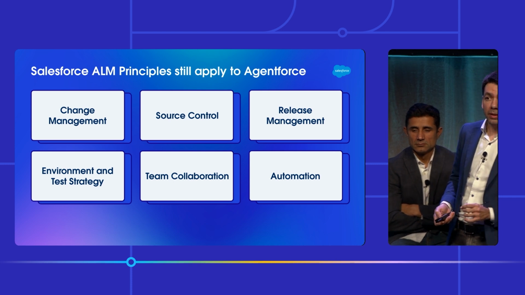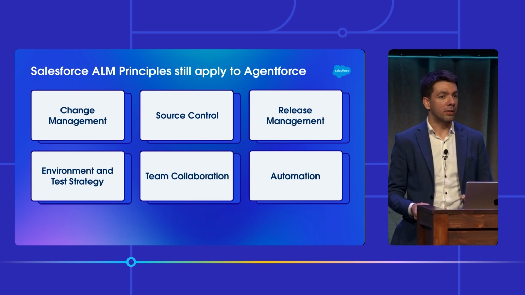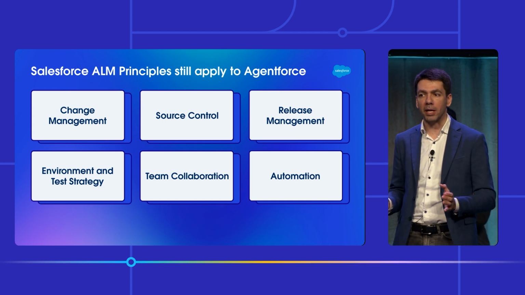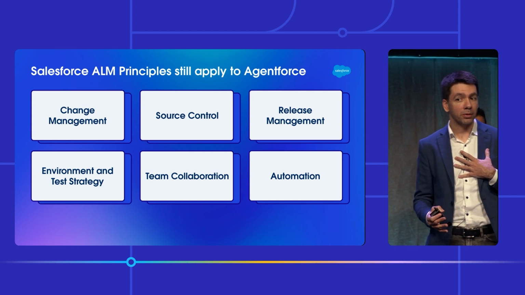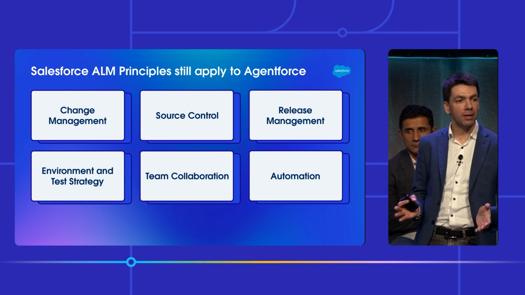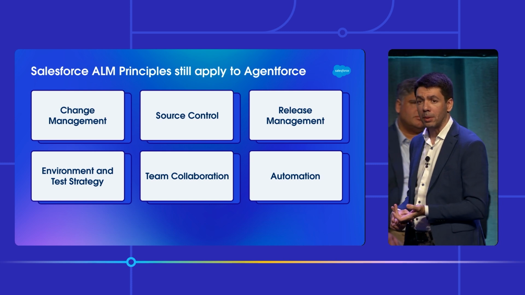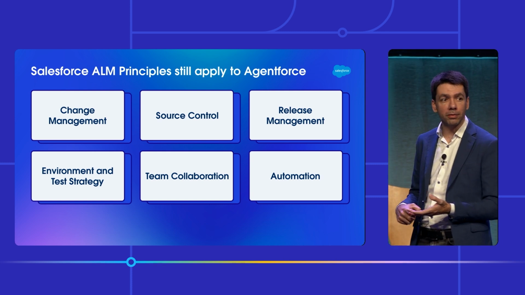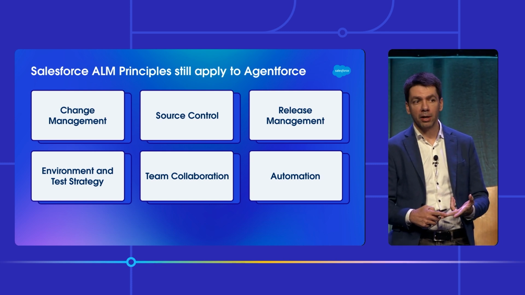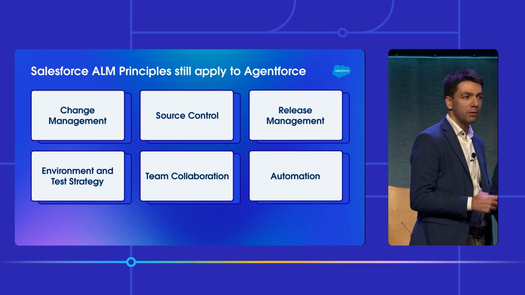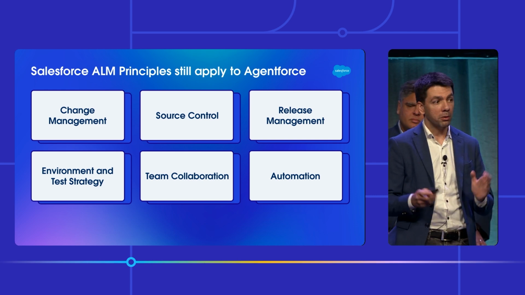The question that Raju is asking himself right now is whether these principles of Salesforce ALM still apply in the world of Agentforce. And I will say they are actually more relevant than ever before. You still need a single source of truth with source control. You still need a process to manage change and get approvals and so on. You still need a level of automation to ensure that you are able to accelerate delivering innovation back to your end users, right? So all of this is relevant.